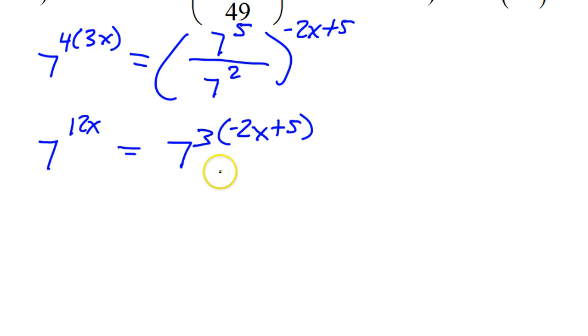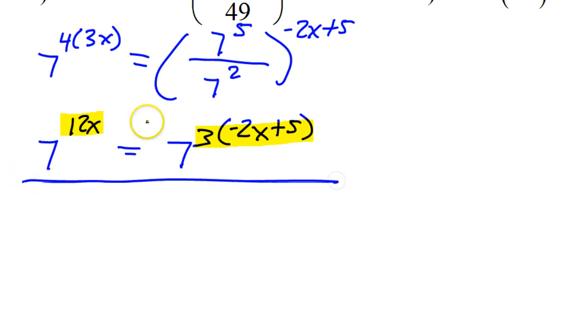If the bases are the same, the exponents will be the same. So 12x is going to have to equal this quantity. By a logical step, I'm going to set these equal to each other. Nothing's happening to the 7s. We just don't need them anymore. So distribute. This is going to be negative 6x.